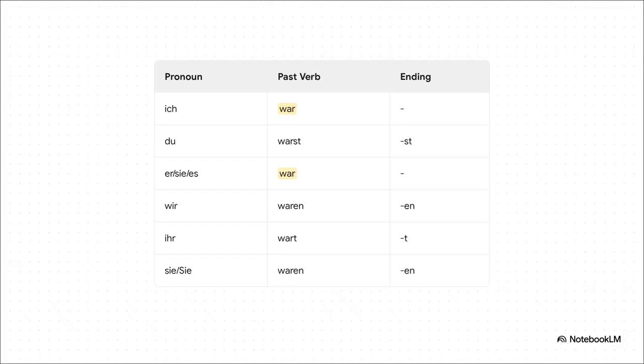First up, we've got sein, which means to be. In the past tense, its core becomes war. So, I was is ich war. You were, du warst. We were is wir waren. You're going to see these forms absolutely everywhere, so it's a good idea to get familiar with them.